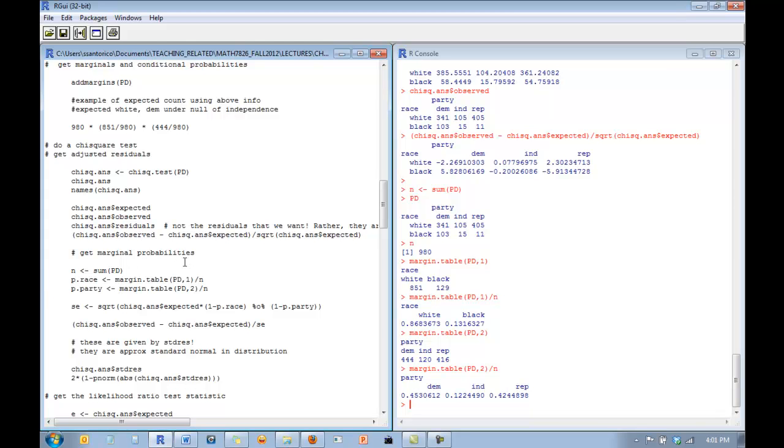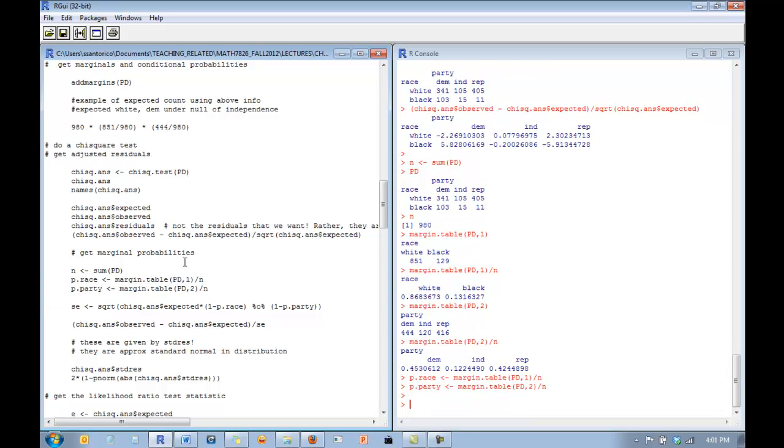And in my code, I actually saved those. So p.race and p.party, just to help me remember that those are my estimated proportions for the race and for the party variables. And then I need my standard error.